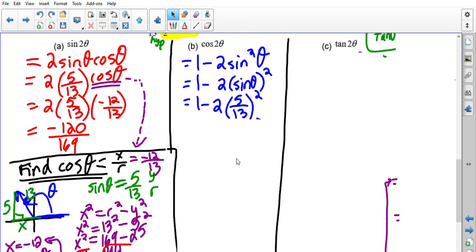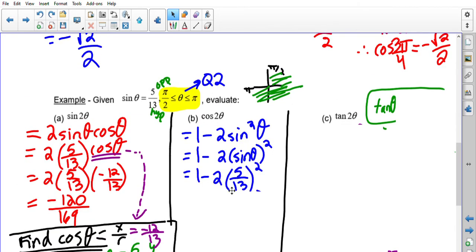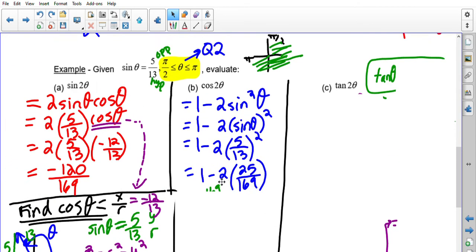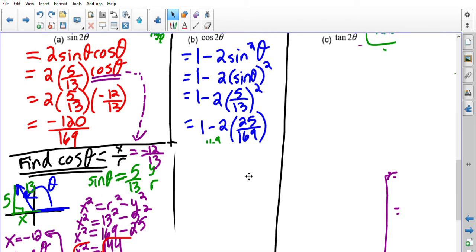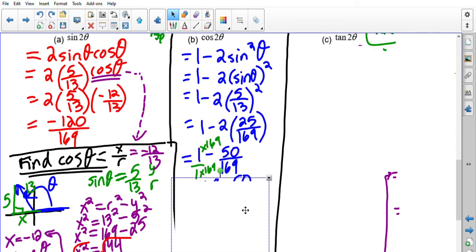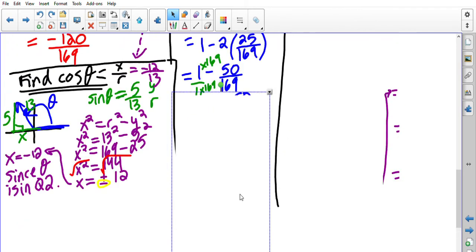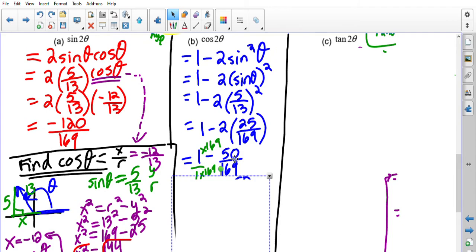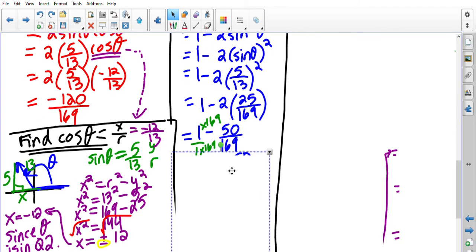So that is going to give us 1 minus 2 times, and then remember that's 5 over 13, 5 over 13 all squared. So that's 1 minus 2 times 25 over 169. So that's going to give us 1 minus, and then you multiply the numerators here, multiply the denominators. Remember the imaginary denominator here is a 1 underneath the 2. So 1 minus 50 over 169.